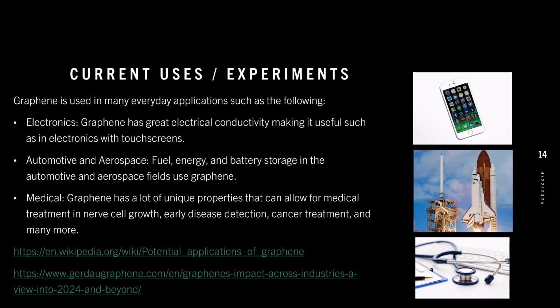This material is also currently being tested to see if aircraft durability can be improved while reducing the aircraft weight. Finally, in medicine, graphene's unique properties are opening doors for revolutionary treatments, from nerve cell regeneration to early disease detection, and even cancer treatment. Because of its antibacterial nature, it is showing optimistic results in the medical field. These are just some of the many examples where graphene is used. As research continues, graphene's potential across industries is rapidly expanding.